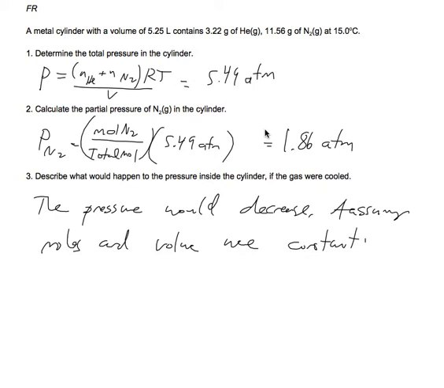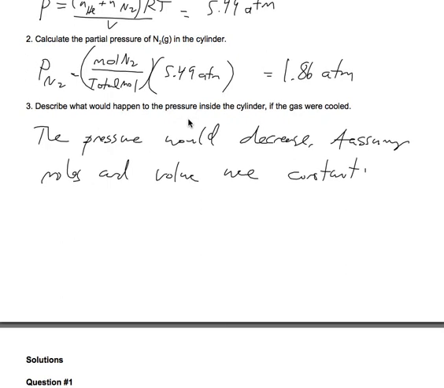Now that we got the total pressure, we can get the partial pressure of nitrogen. One of 2 ways. We could simply do PV equals nRT again and just use the moles of nitrogen, or we could use this equation. The mole fraction of nitrogen multiplied by the total pressure is 1.86 atm. Moles of nitrogen divided by total moles times the total pressure gives us 1.86 atm.